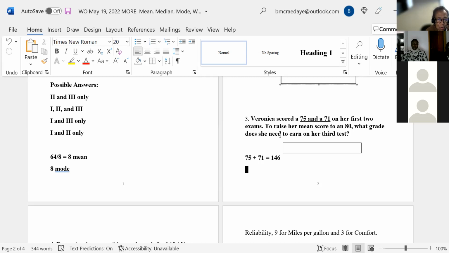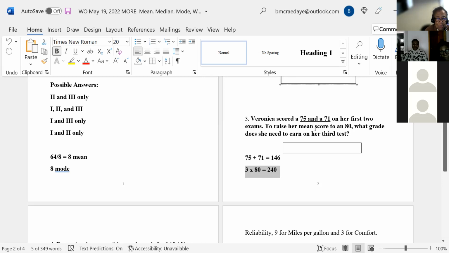If three scores give you a mean of 80, that means the total has to be 3 times 80. We just did one like that before, right? 3 multiplied by 80. That means your total is 240. Because we just did one, remember? 240 divided by 3 gives a mean of 80. So she would need 240.